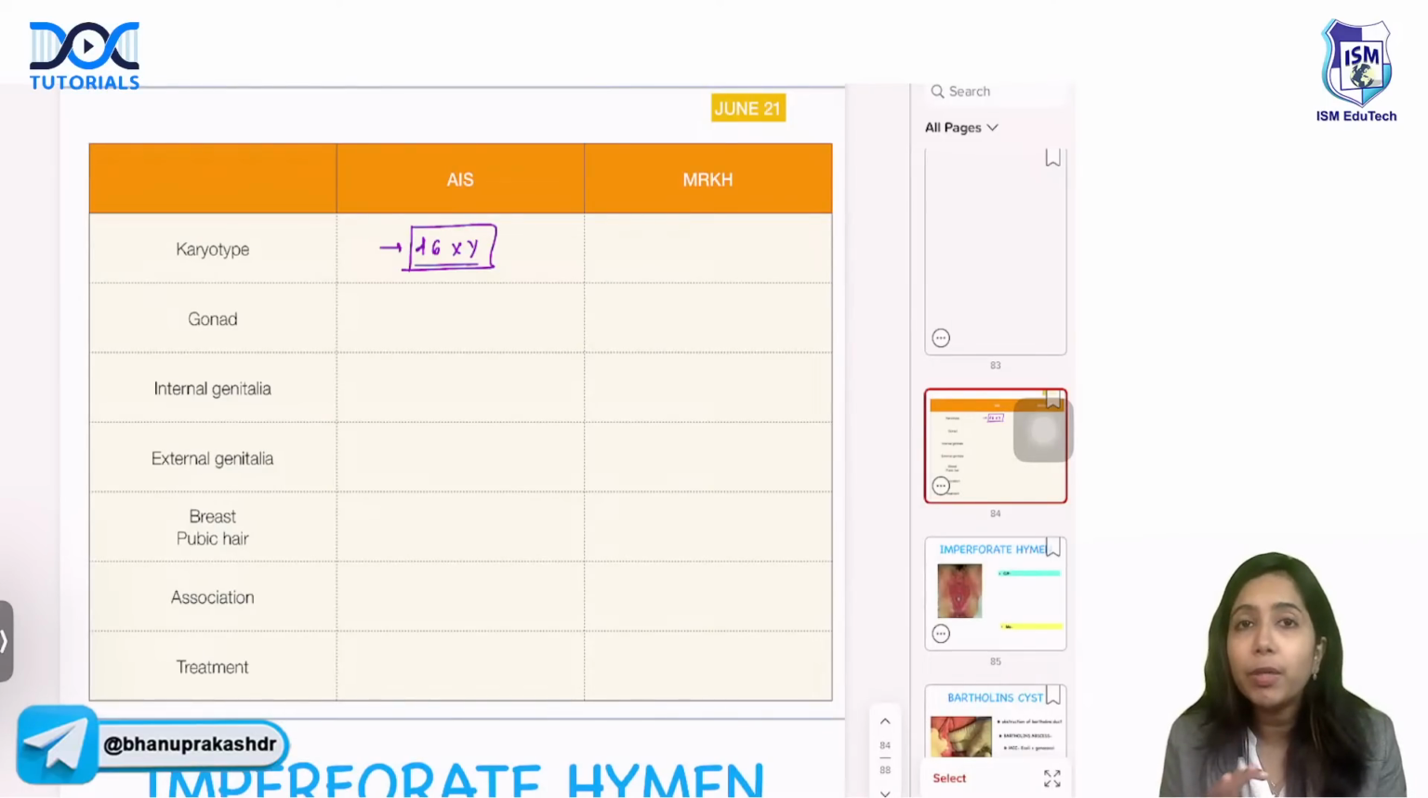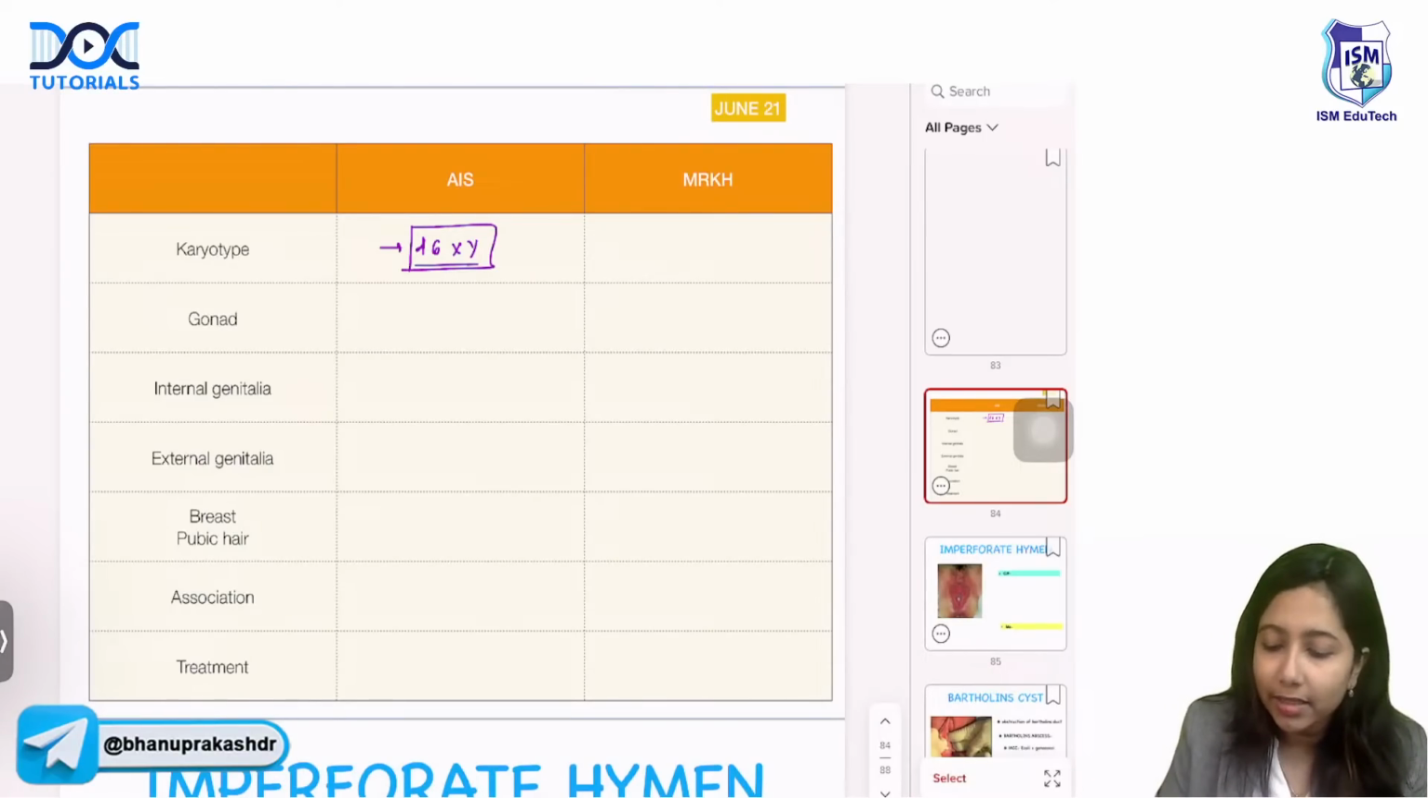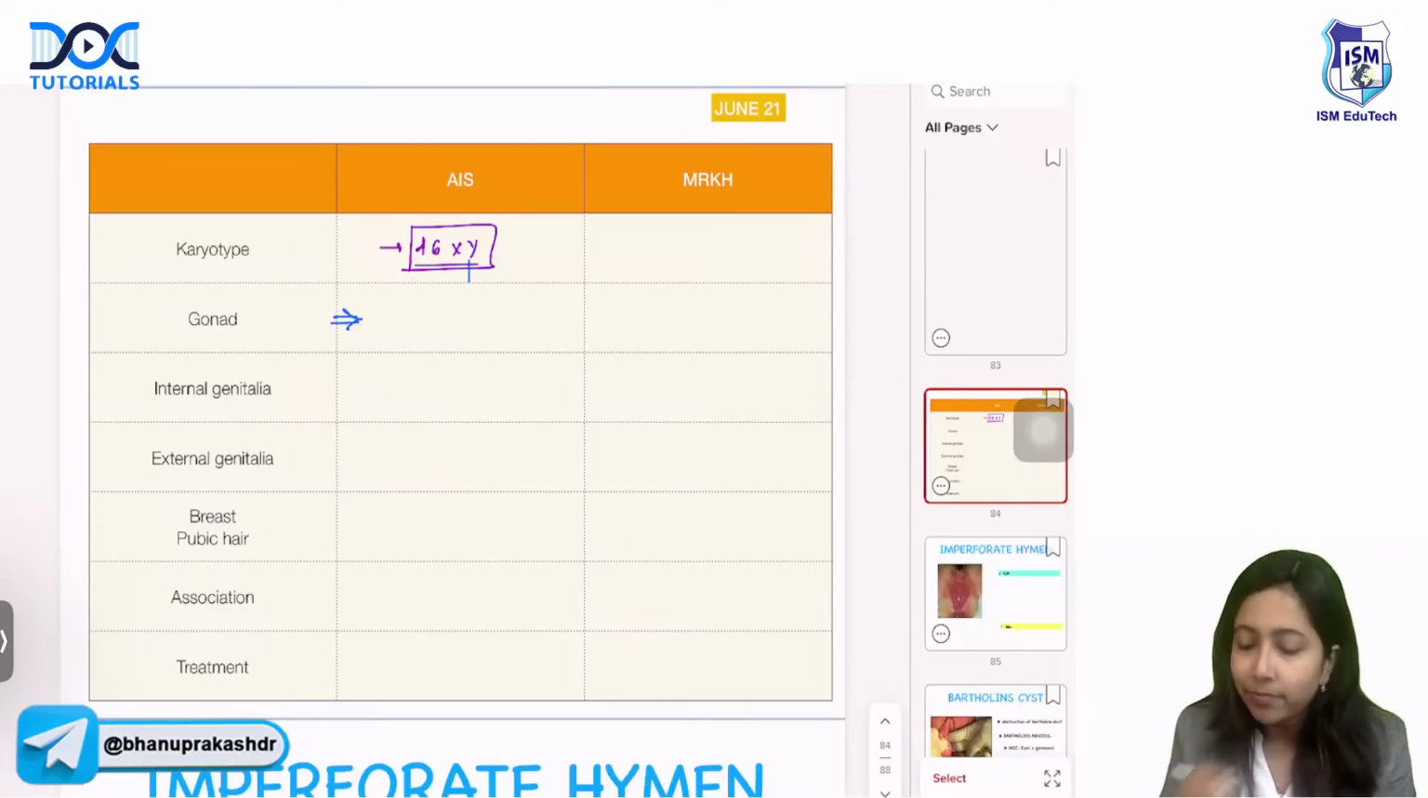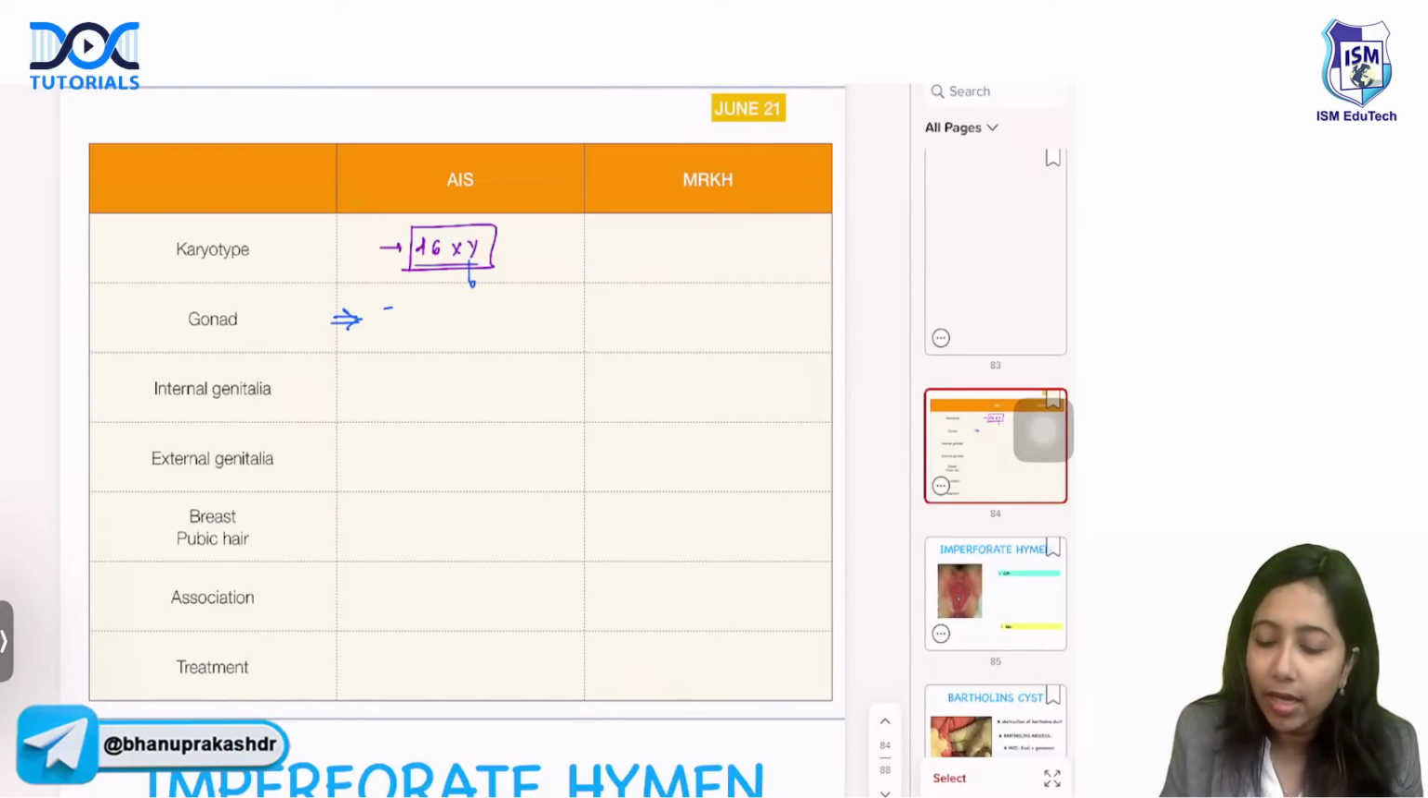46XY. So karyotypic male with a phenotype of a female. So the karyotype is 46XY, but the external phenotype is that of a female. So what would be the gonad? They basically have a Y. As the Y chromosome is present, the gonads are going to be testis. It is testis. The gonads are testis.